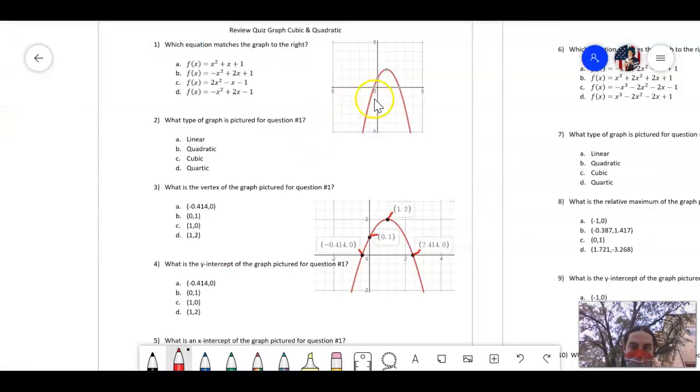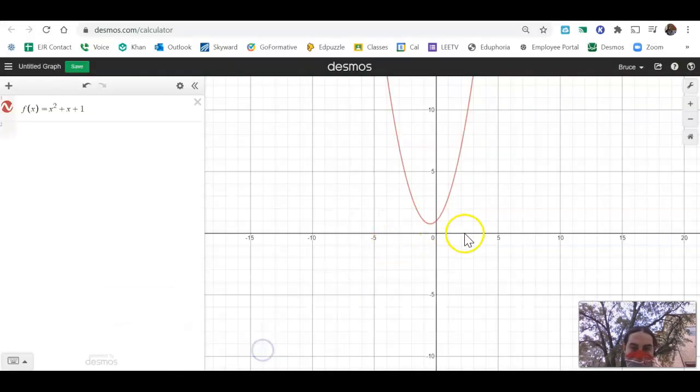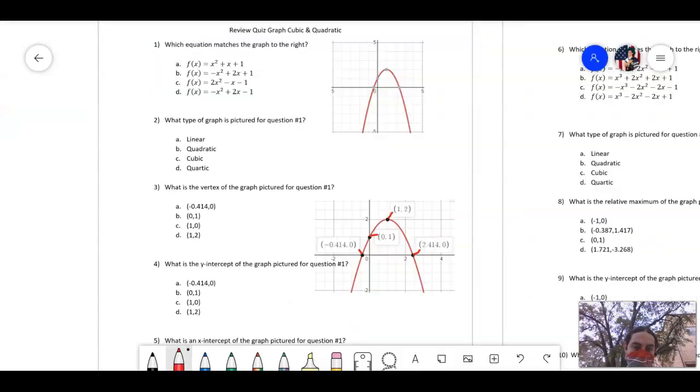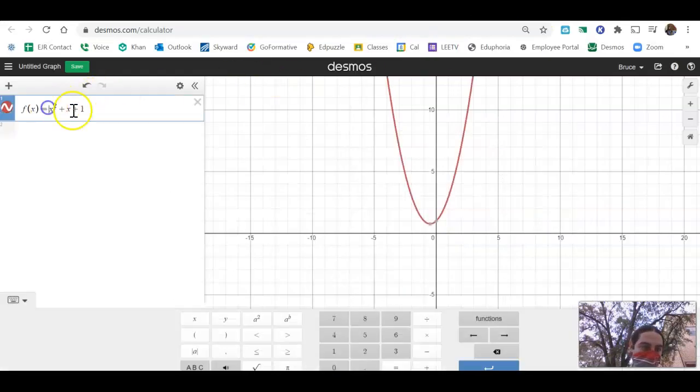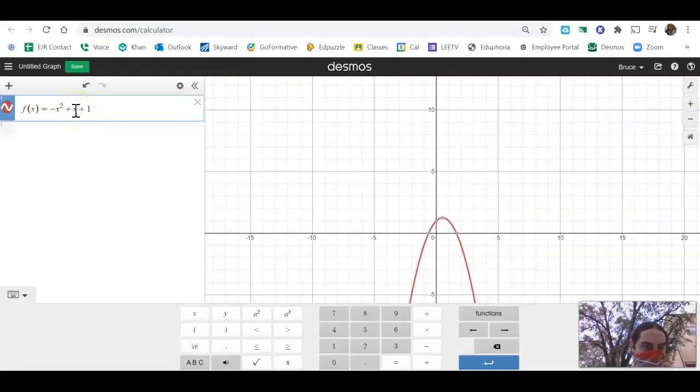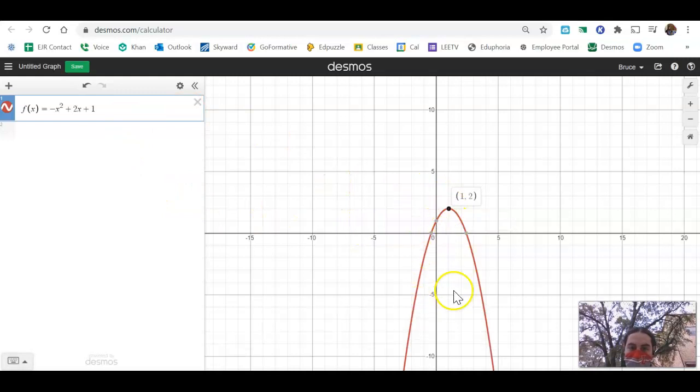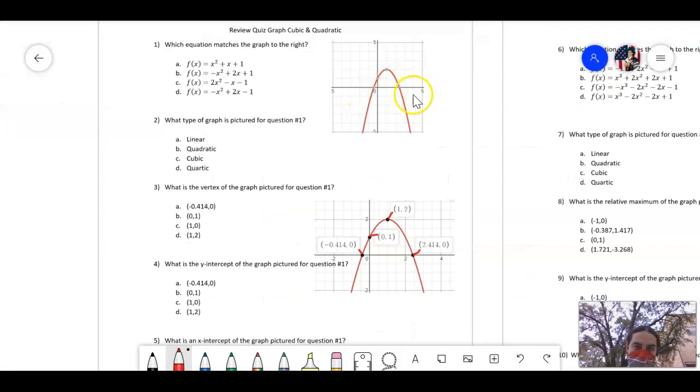Let's compare that with our graph right here. Well, this is opening downward, and the vertex is in the top right quadrant. Nope, it's not letter A. Doesn't match. Let's try this next one: negative x squared plus 2x plus 1. Well, this is opening downward with a vertex of 1, 2. Let's look at our original. Oh, it's opening downward with a vertex of 1, 2. Hey, so B is correct. All right, cool. If you graph the other two, you're going to see that none of those match.